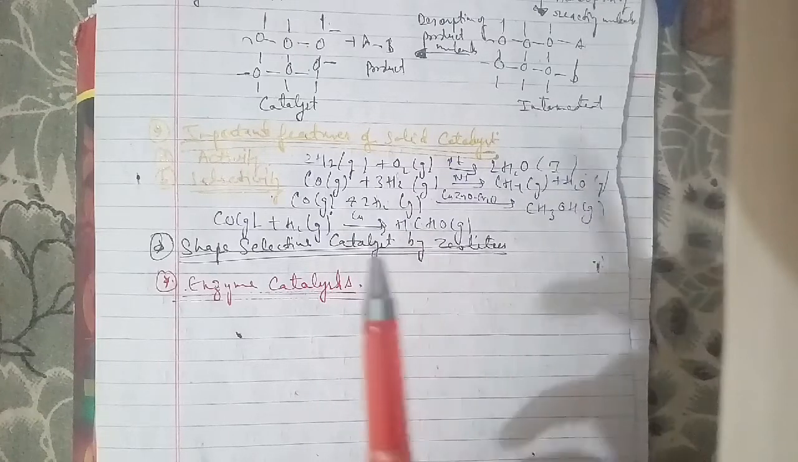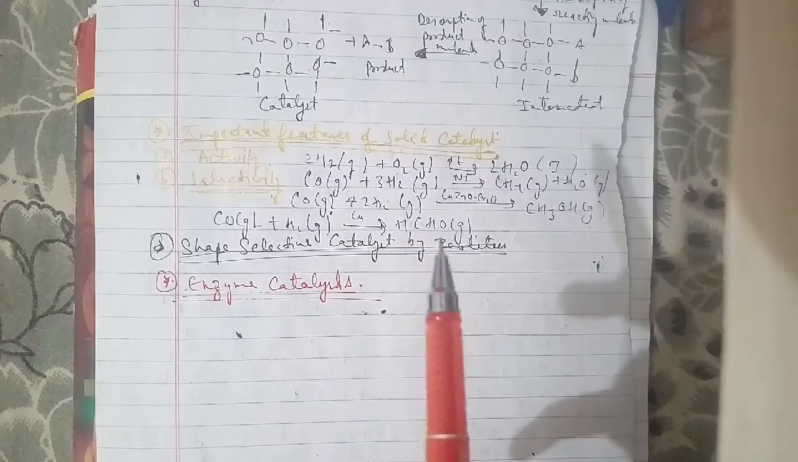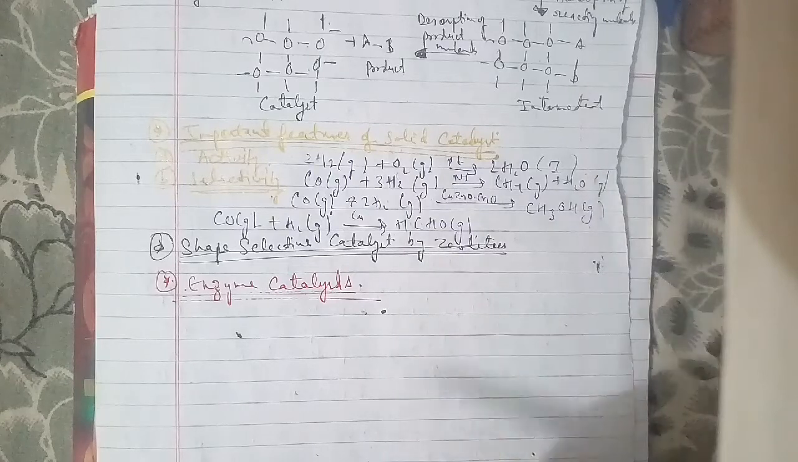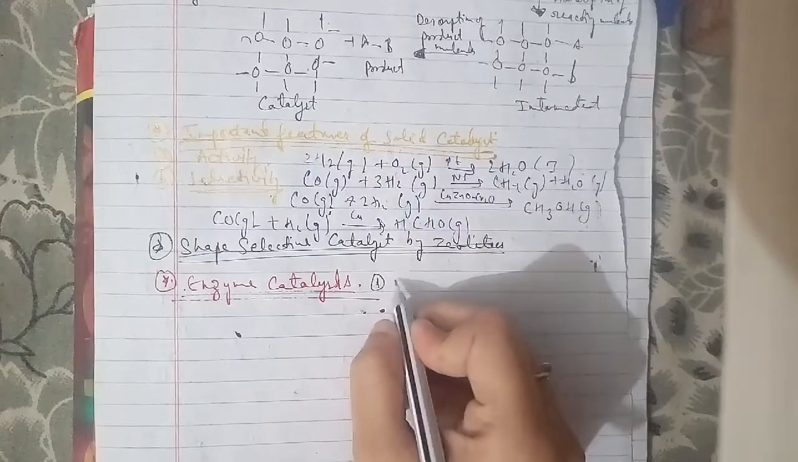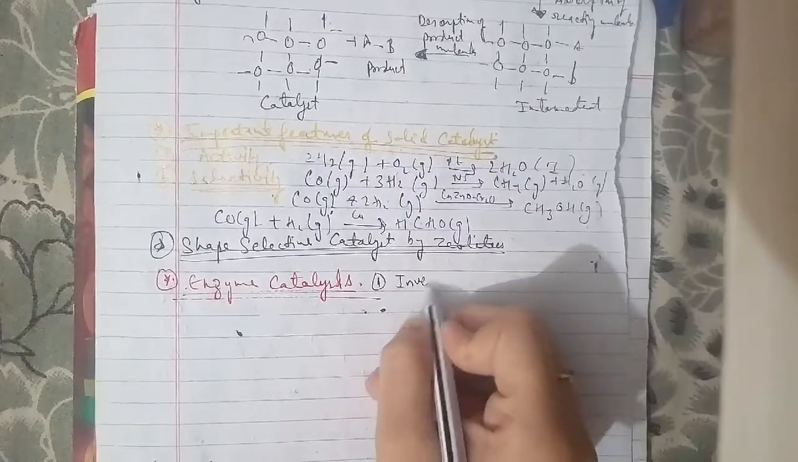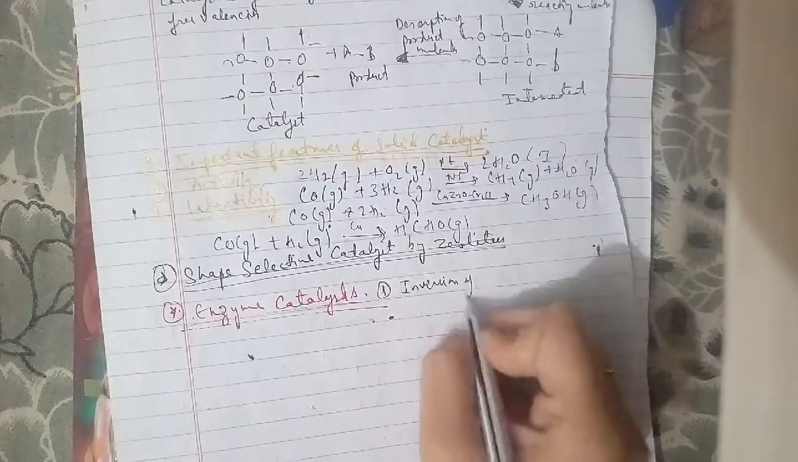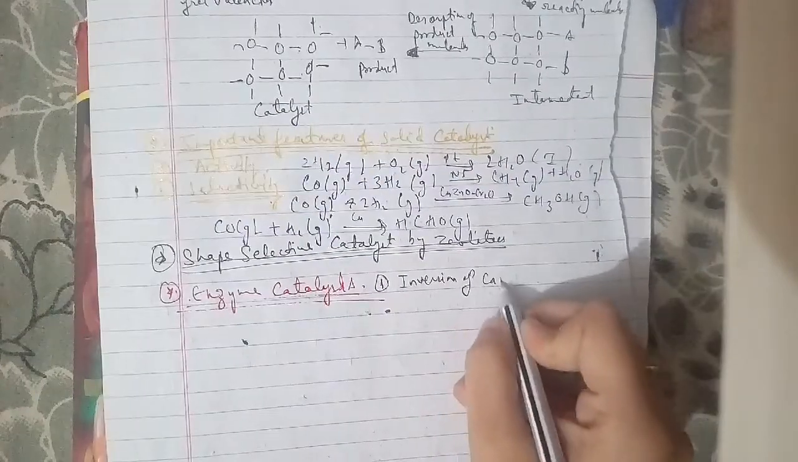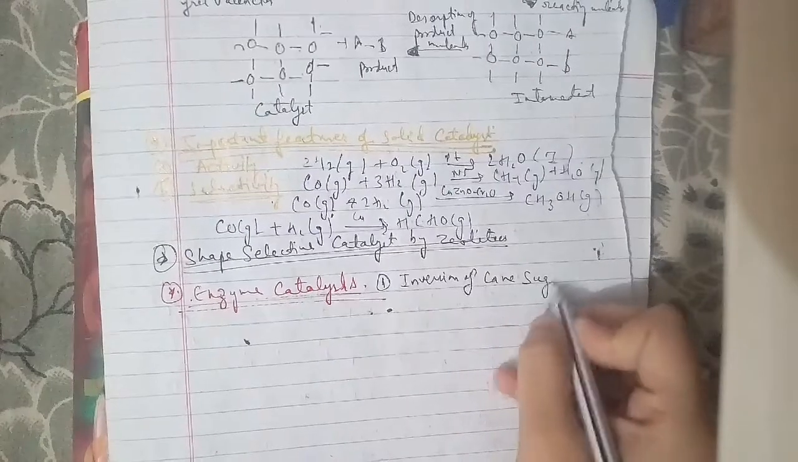So the first we'll talk about is the inversion of cane sugar. Here, the enzyme invertase converts the cane sugar into glucose and fructose. For that we have a reaction here.